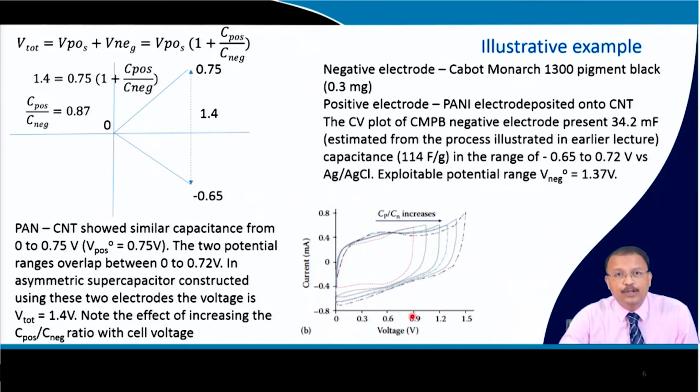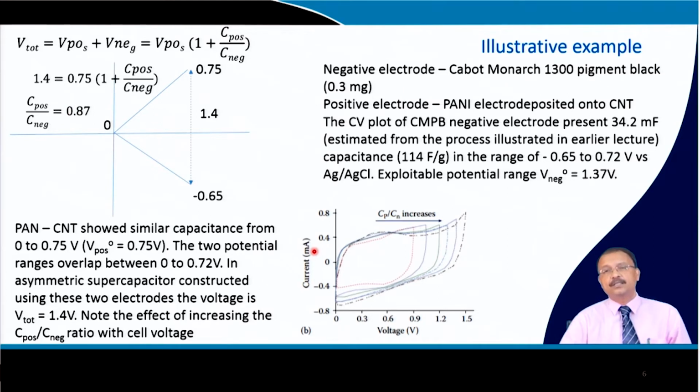So, this is the full cell you have constructed. If you change the Cp by Cn ratio, the positive by negative capacitance ratio, and it increases, then at the maximum, where you get about 1.4 volt, you can estimate what ratio of the capacitance is required for you to attain this maximum voltage range.